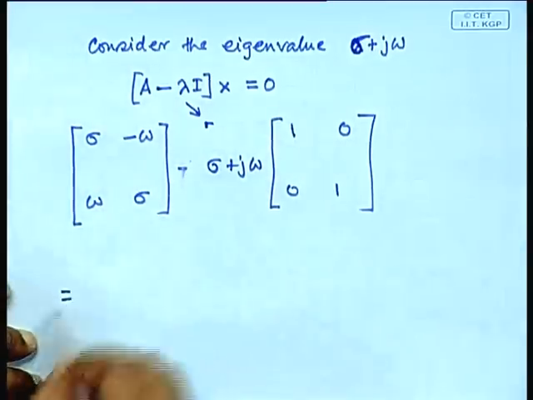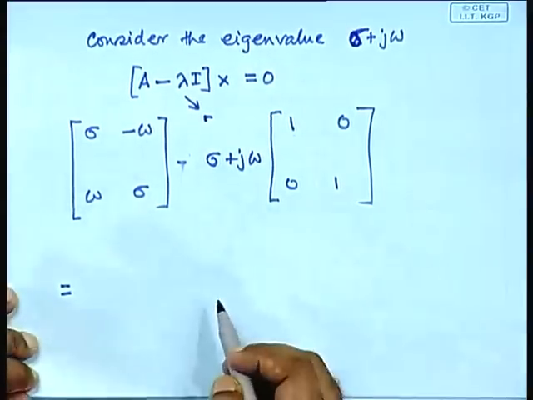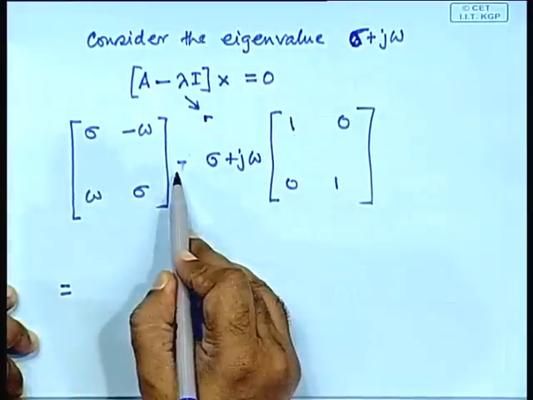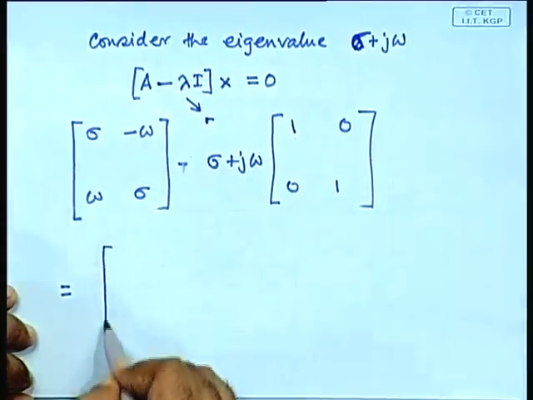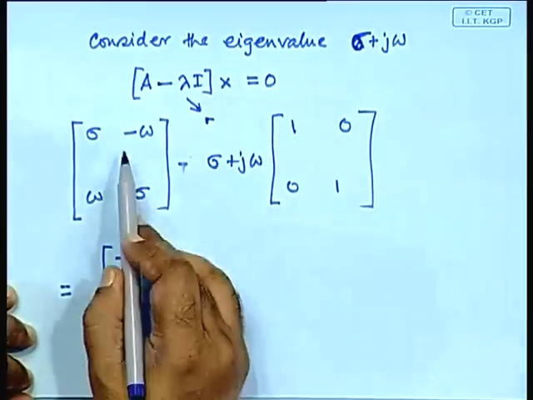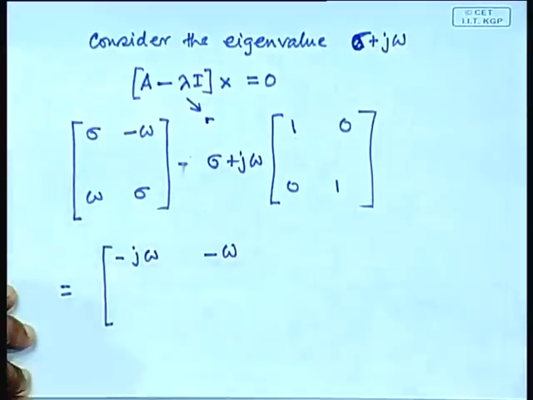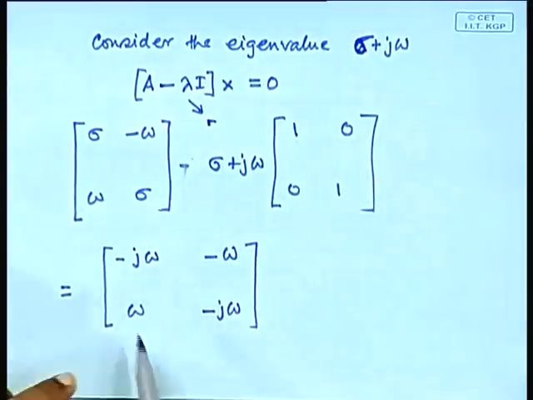So, this will be equal to... do the algebra once. Sigma minus sigma will be 1. So it will be minus j omega here, here it is minus omega, here it is omega, and here it is minus j omega. Okay, so that is A minus lambda I. Fine.